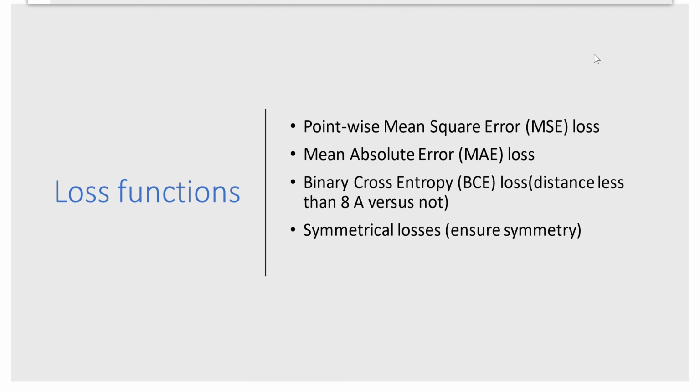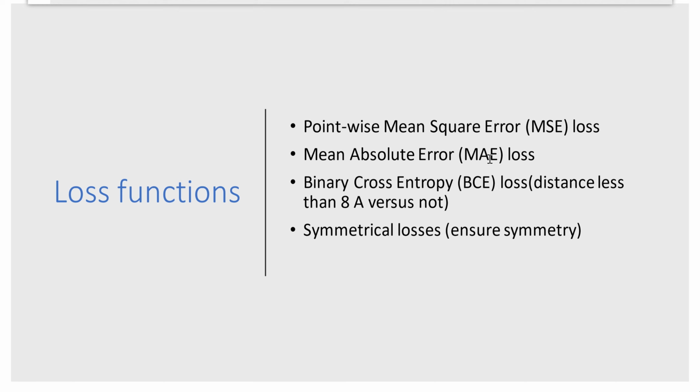The loss functions we will be using for our training are MSE loss, mean absolute error, binary cross entropy, and symmetrical loss. The symmetrical loss and binary cross entropy are two interesting innovations which we have proposed. With binary cross entropy, in our prediction we predict whether the distance between two residues is greater than 8 angstrom or less than 8 angstrom. This provides us an additional benefit on the proposed metrics.